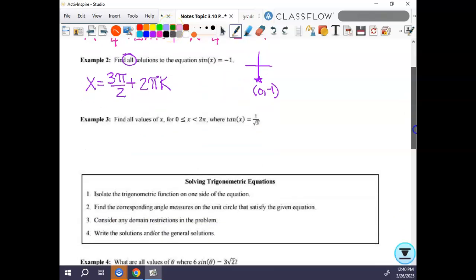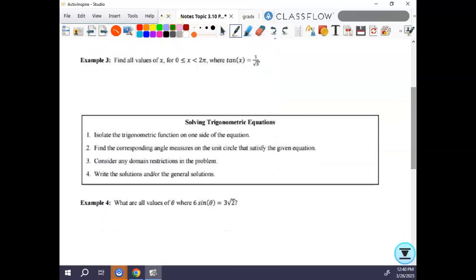Now, example 3. This does say find all the values of x, but then it gives me this. So there's not an infinite amount of answers. There's at most 2. And this is tangent. Tangent is positive in the first and what? Third. And that's not how we're used to seeing our numbers, but if we rationalize, then we'll be fine. So this becomes square root of 3 over 3.